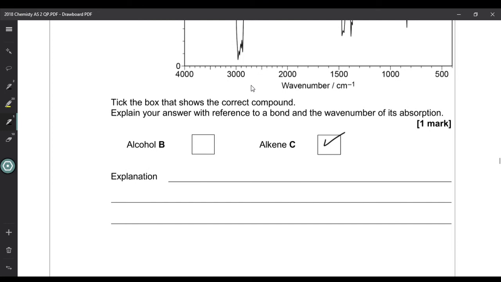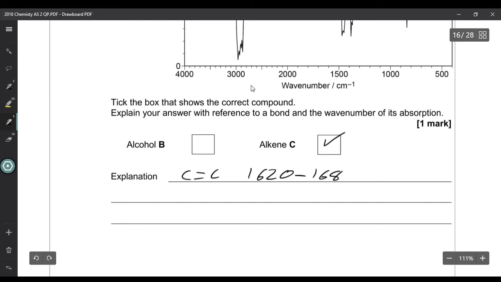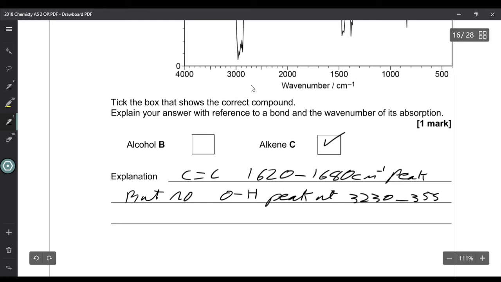and our explanation is because we have a C=C 1620 to 1680 per centimeter peak, but no OH peak at 3230 to 3550.